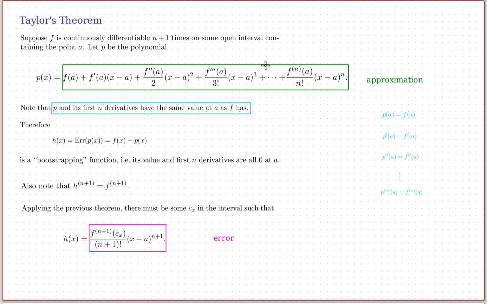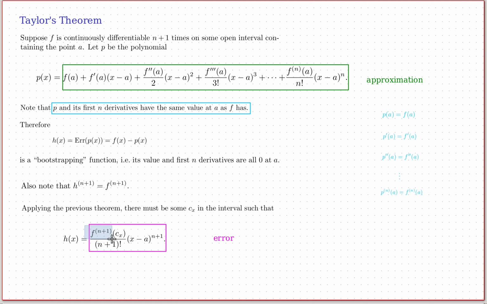One other thing to note is that because p is a polynomial of degree n, its n plus first derivative will be 0, and therefore, when you take the n plus first derivative of h, the p of x will disappear, and the n plus first derivative of h will be exactly the same as the n plus first derivative of f, right? So h and f have the same n plus first derivative. Therefore, when I apply the previous theorem, I can substitute the n plus first derivative of f for the n plus first derivative of h, right?